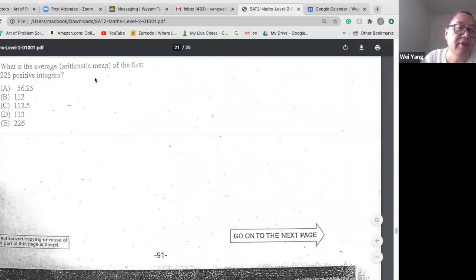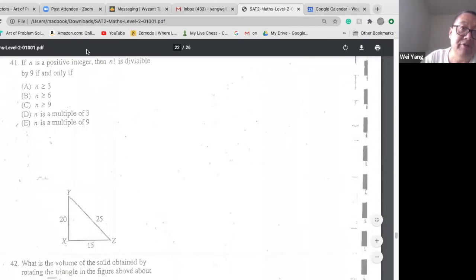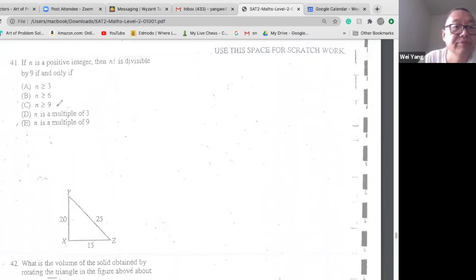Okay. Now let's see, 41. What's your answer for 41? D. Now let's see. Here, n is a positive integer. N factorial is divisible by 9 if and only if n is a multiple of 3.